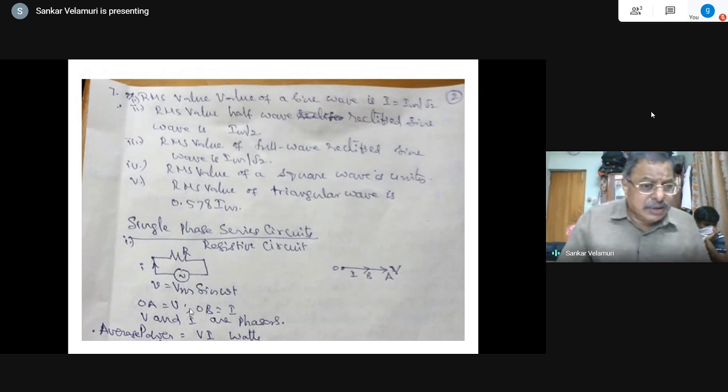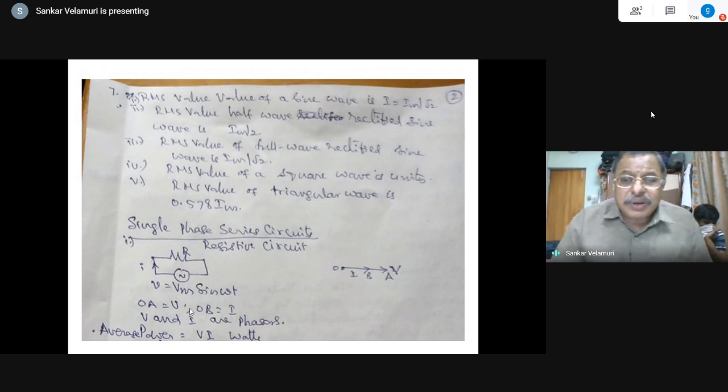So there are some more points. The RMS value of a sine wave is of course well known: Im by root 2, meaning the peak value divided by root 2. The RMS value of a half wave rectified sine wave is Im by 2, half of the peak value. RMS value of a full wave rectified sine wave is Im by root 2. RMS value of a square wave is unity. RMS value of a triangular wave is 0.5 times the peak value.